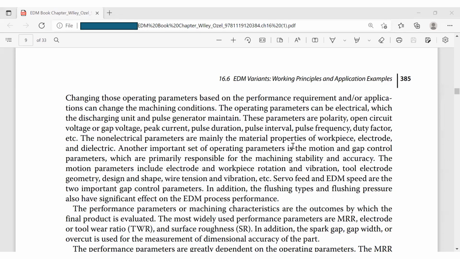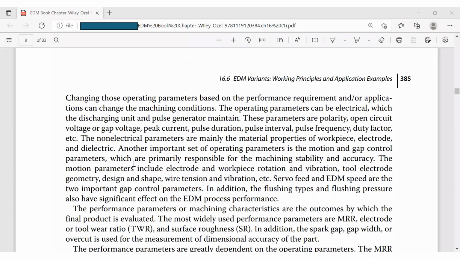Non-electrical parameters are mainly the material properties of the workpiece. The electrode is very, very important. The electrode is regarded as the tool, right? It is the tool in the machining of this workpiece, and the dielectric. Another important set of operating parameters is the motion and gap control parameters, which are primarily responsible for machining stability and accuracy.